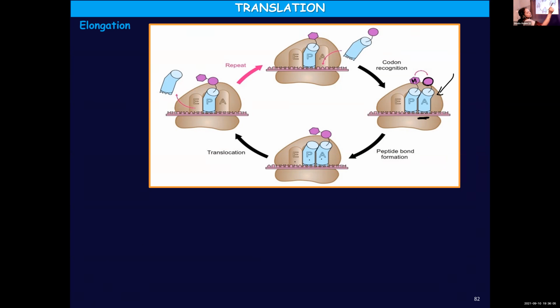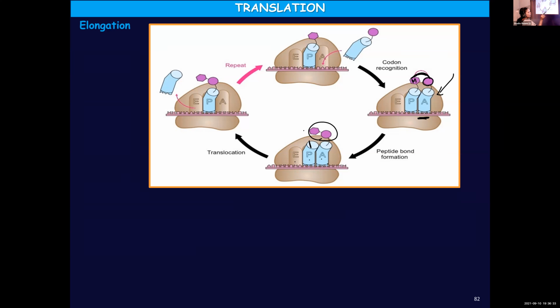Now, once these two have come closer, I told you there will be a peptide bond formation between these two. Once the peptide bond has formed, this amino acid will get separated from this initiator transfer RNA and will be transferred to the transfer RNA present at the A site. So the one at the P site is free now.